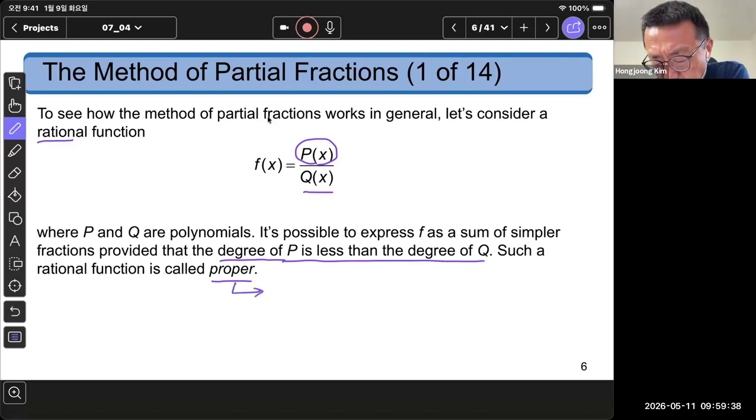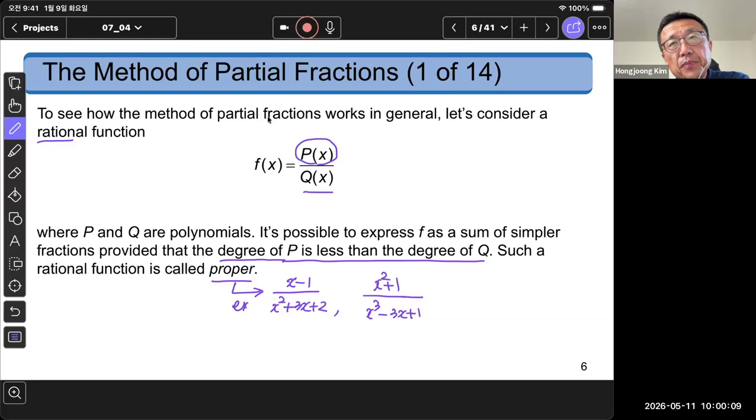So as an example, if I have x minus 1 over x squared plus 3x plus 2, then this is proper because the numerator is a first degree polynomial while the denominator is a second degree polynomial, right? Or if you have x squared plus 1 over x cubed minus 3x plus 1, then the numerator is second order and the denominator is third order. So these rational functions are proper.